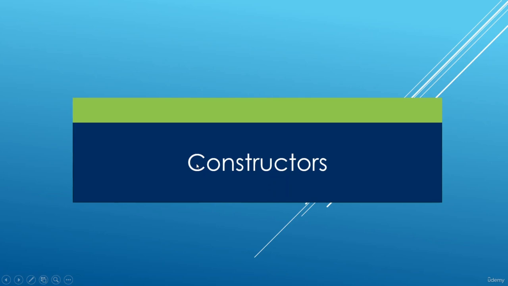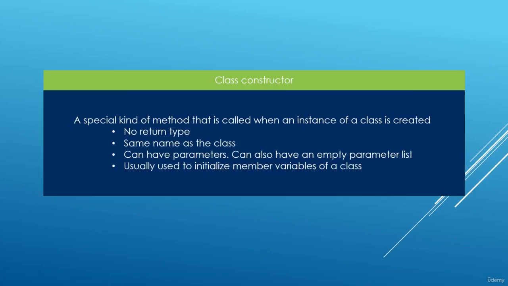In this lecture, we're going to learn about constructors. Constructors are special class methods or functions that are called by the compiler to construct your class objects. They are special because they have no return type. A constructor can never have a return type, as you see here.